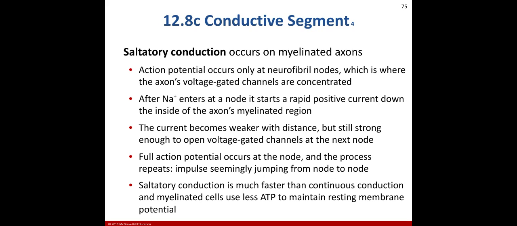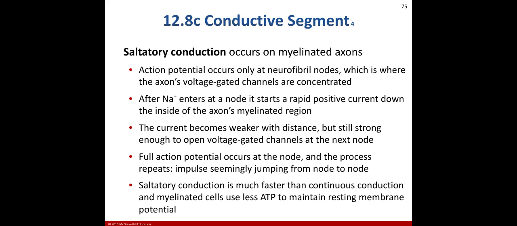That saltatory conduction is on myelinated axons. Action potential only occurs at those nodes, which is where the axon's voltage gated channels are concentrated. Then sodium enters the node and it starts rapid positive current down the inside of the myelinated area. The current becomes weaker with distance, but it's strong enough to open the channels at the next node. So at the next node, more ions are coming in, going down that myelinated segment to the next node, open, and so on and so on.